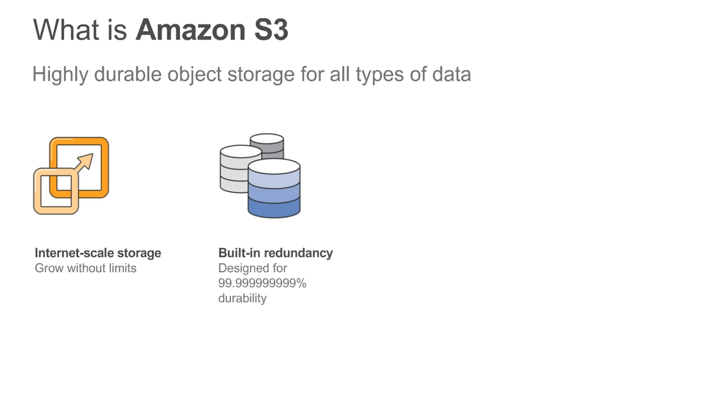S3 scales really without limits as well. So you can store as much as you need, and you can access it whenever you need to. It is extremely durable, and you can store your most important data in Amazon S3. It is designed for 11 nines of durability, and your data is redundantly stored across multiple facilities and multiple devices in each facility. And it's designed to sustain a concurrent loss of data in 2 facilities. So it is extremely durable.